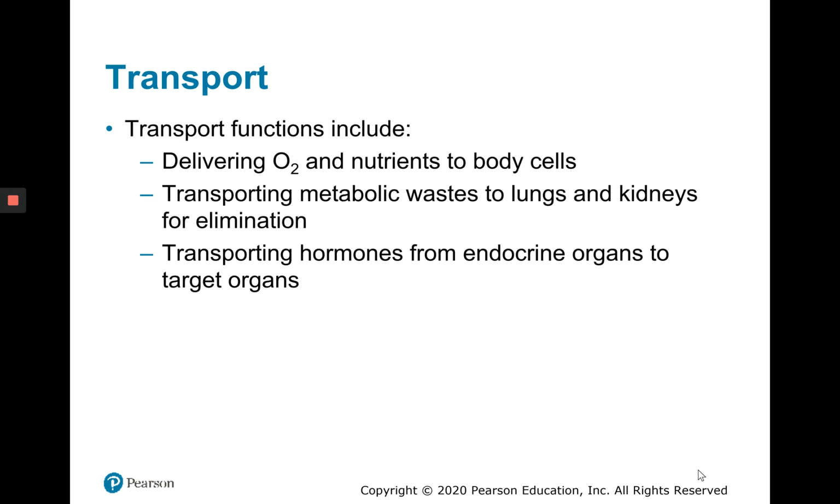Of course, it's responsible for delivering oxygen and nutrients to body cells. One such nutrient would be glucose, and glucose and oxygen are commonly used by cells in cellular respiration in order to create ATP. We're also going to see that blood is able to transport other substances besides oxygen. So we can also transport things like metabolic waste to the lungs and kidneys for elimination, or even transport hormones.